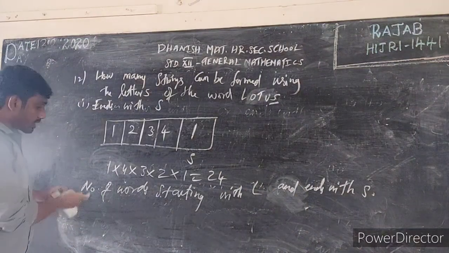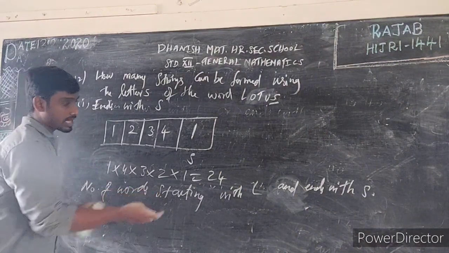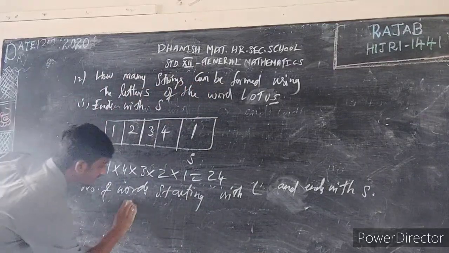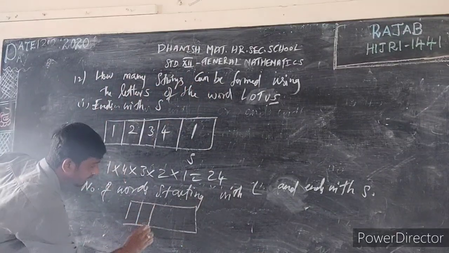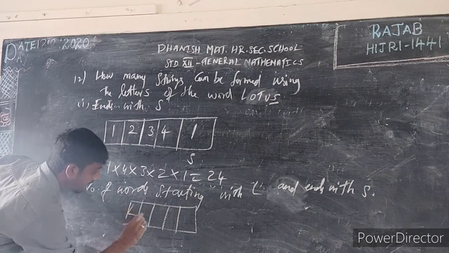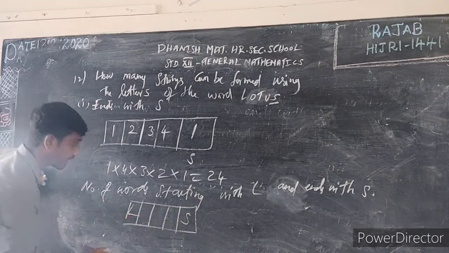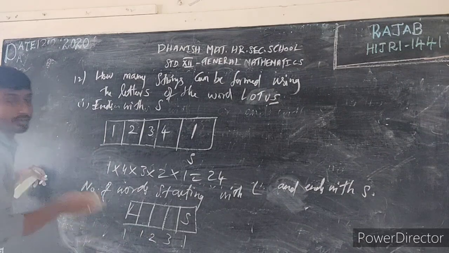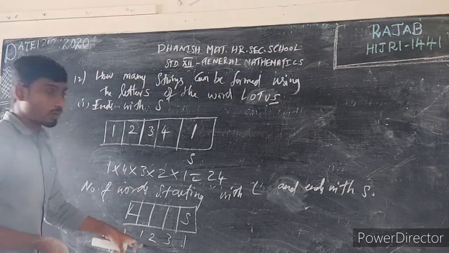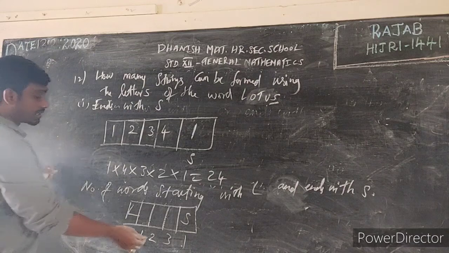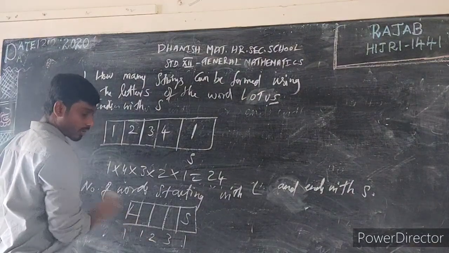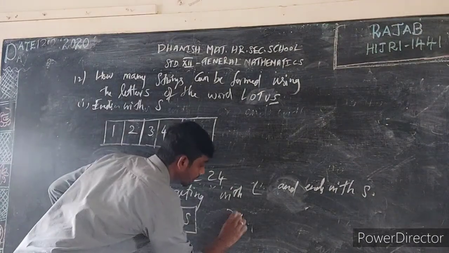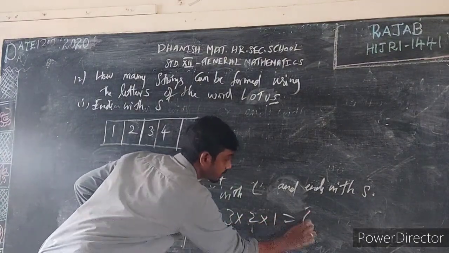So listen children, they are given the number of words starting with L and ending with S. Write like this: L and S will be gone here. What are the remaining values? 3, 2, 1, because the other two are gone. So 3 into 2 into 1, that will be 6 here.